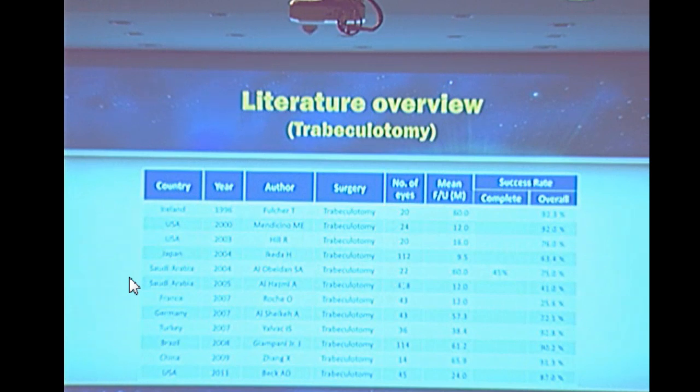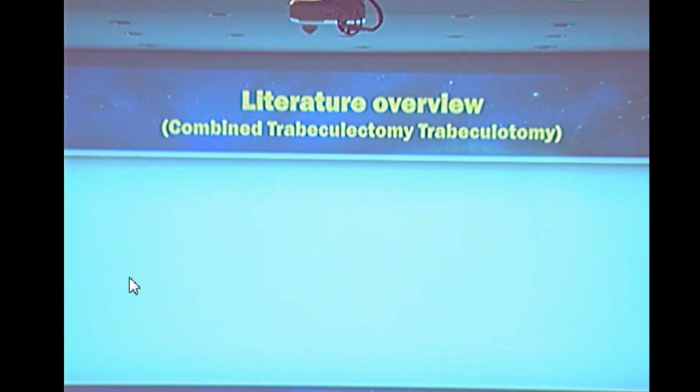Hazmi and our studies, yeah, it's comparable. But in different parts of the world, they claim that they have a higher success. And again, success depends on the series size, as well as the follow-up period, as well as the severity of the disease.